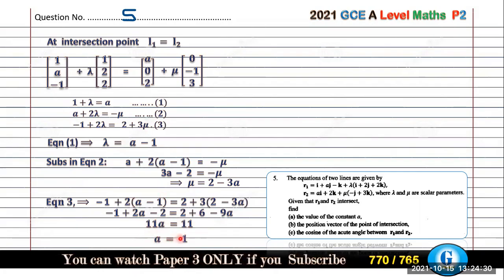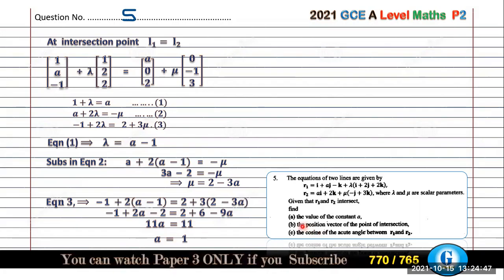11A equals 11, and A is equal to 1. From here, we can find the values of the other parameters. Lambda should be equal to A minus 1, so 1 minus 1, which is 0. And mu is equal to 2 minus 3A, so it's just 2 minus 3, which is minus 1.